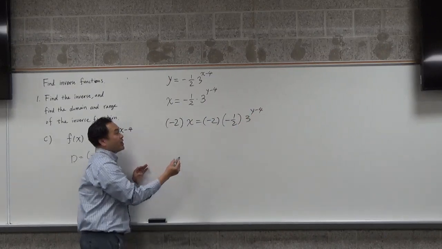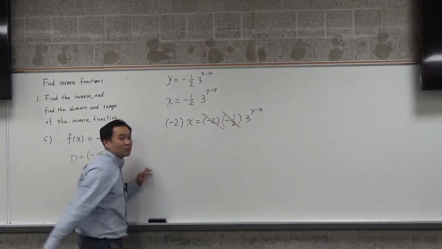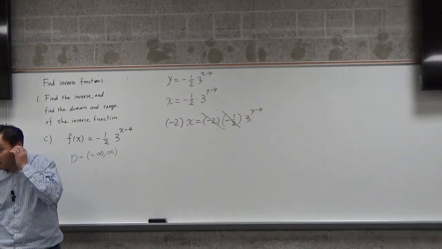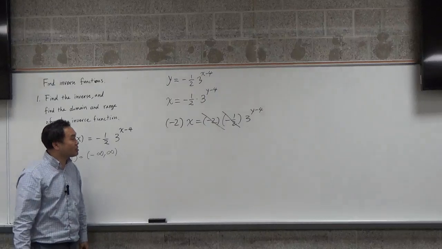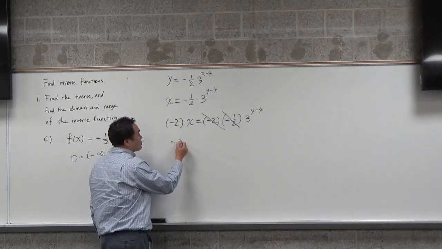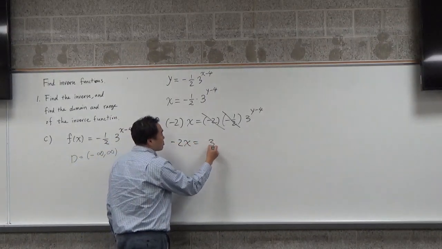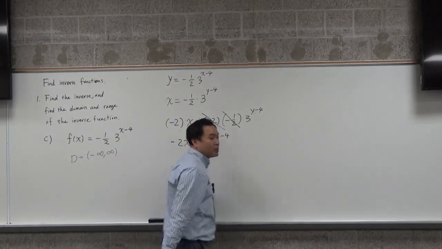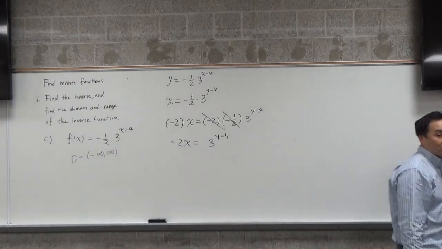And then it's going to cancel this negative 1/2. If you multiply a number by its reciprocal, you get a 1. Right? So it cancels away. So you get negative 2x equal to 3 to the y minus 4. Okay. Now what should go away?